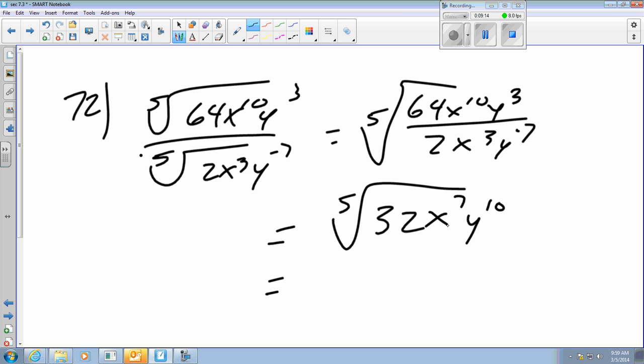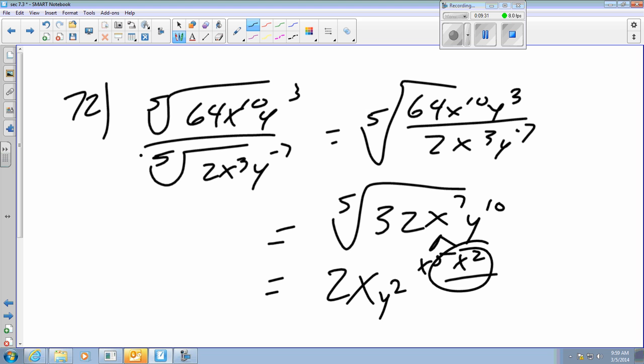Let's simplify what we can. 5th root of 32 is 2. I'm going to split x to the 7th into x to the 5th and x squared. Bring the x to the 5th out. 5th root of x to the 5th is x. And then y to the 10th comes out as y squared. And we're left with our 5th root of x squared.